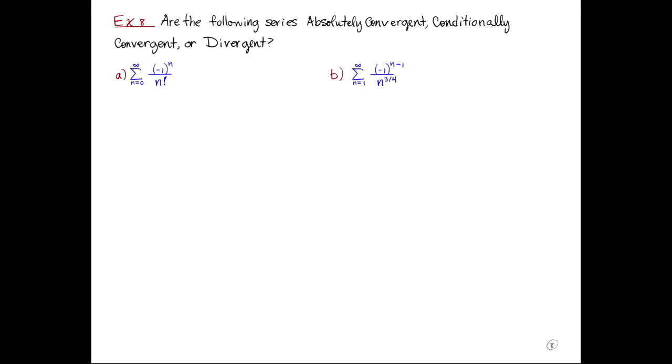In example 8, we want to know if the following series are absolutely convergent, conditionally convergent, or divergent. In part A, we have a factorial, which should jump out at us as a clue that we need to use the ratio test.